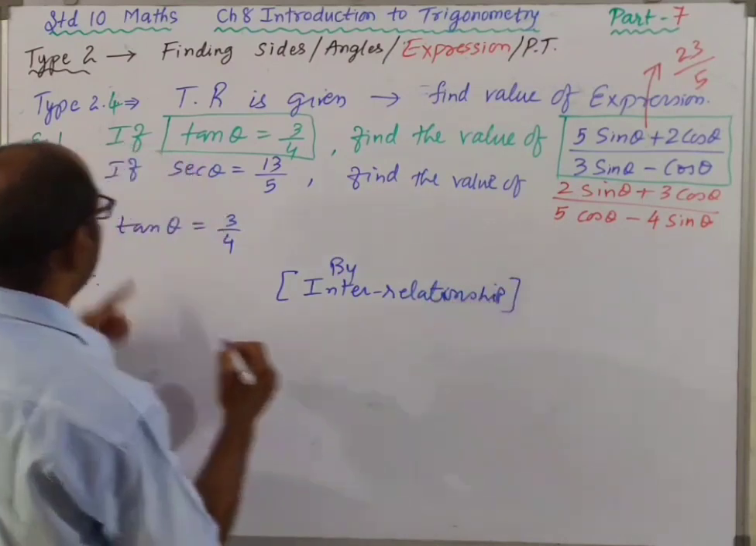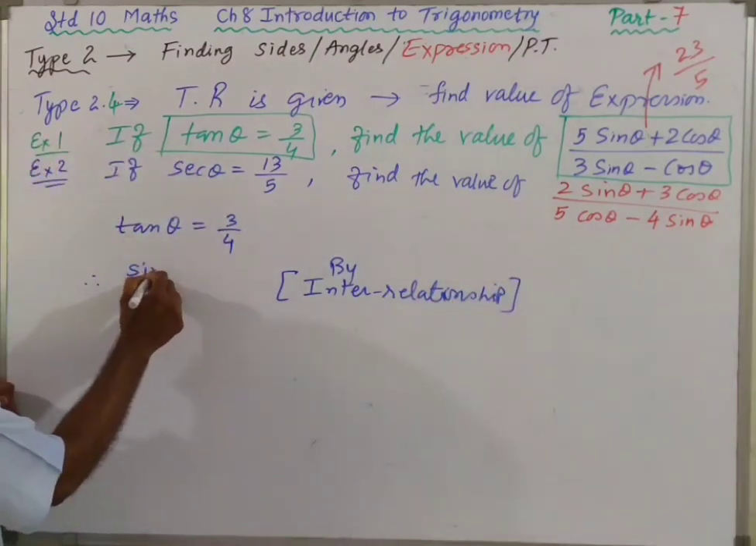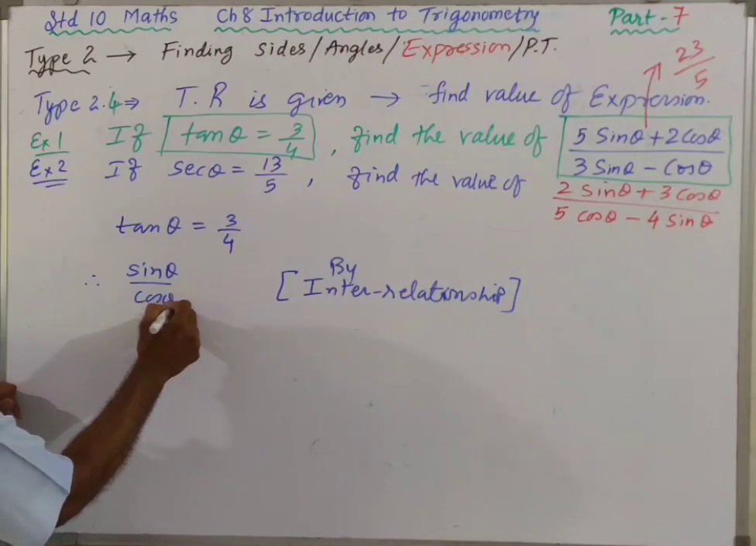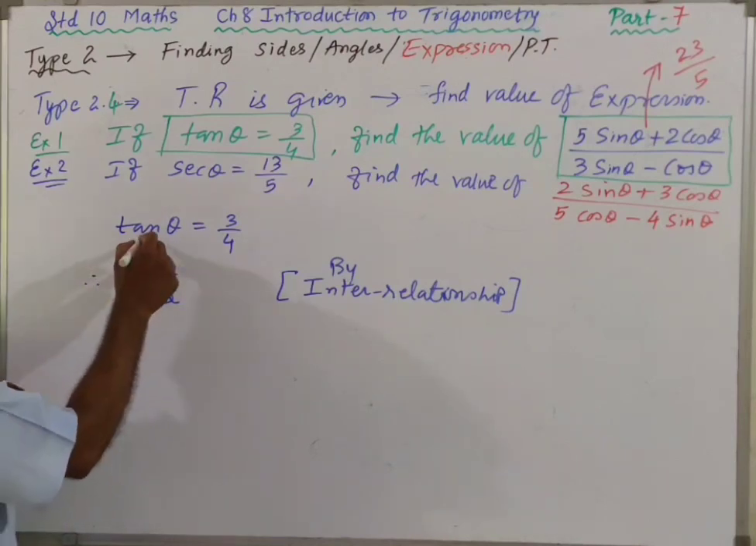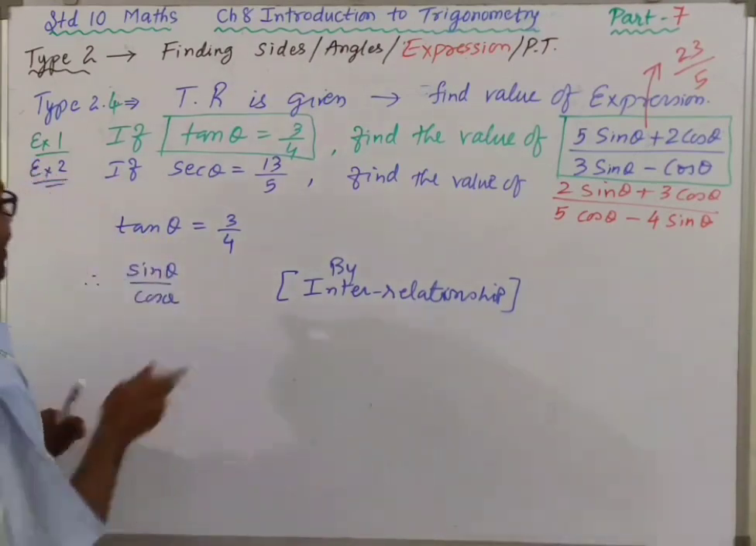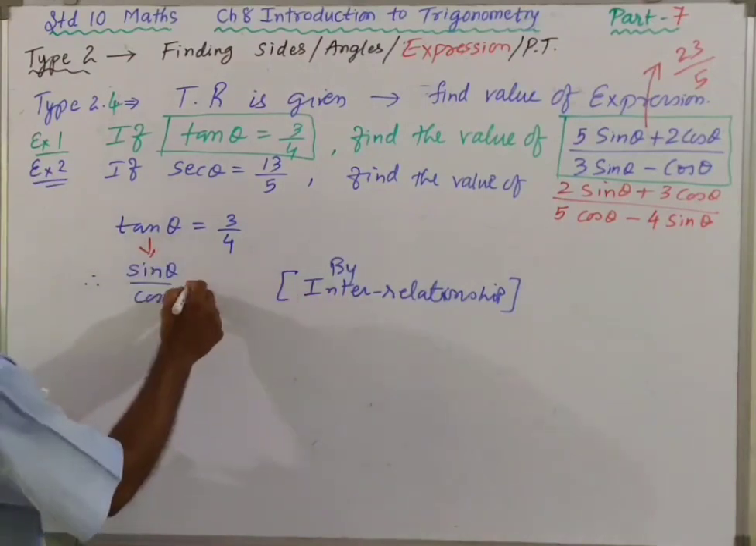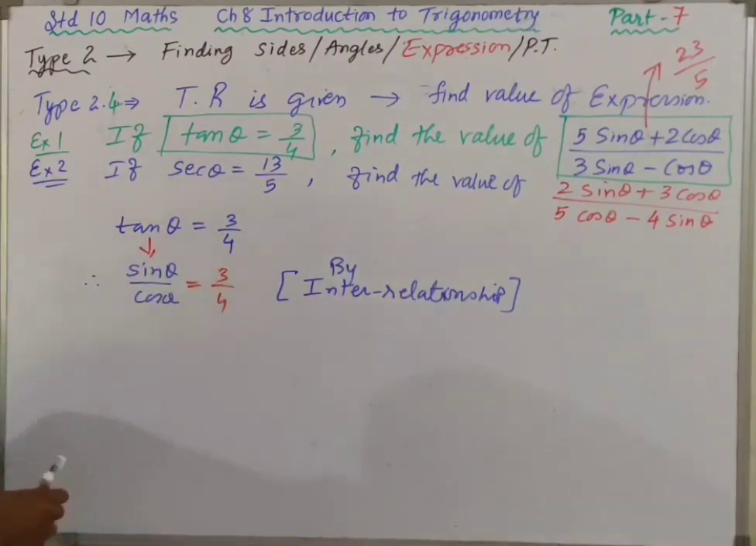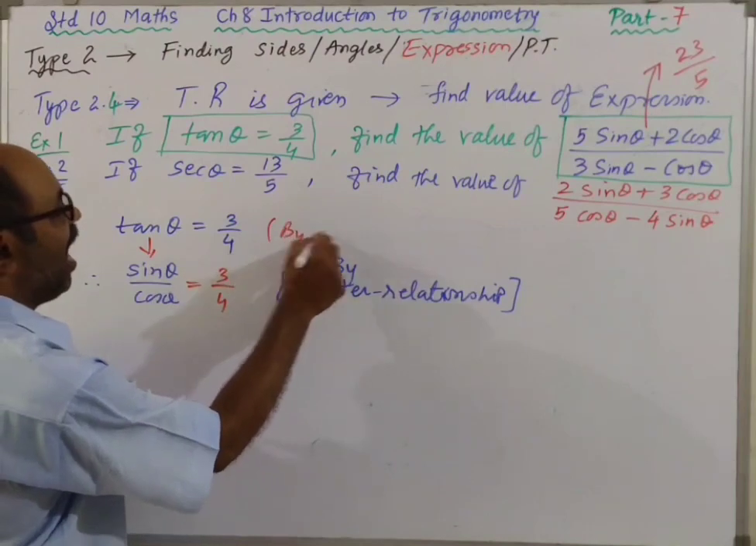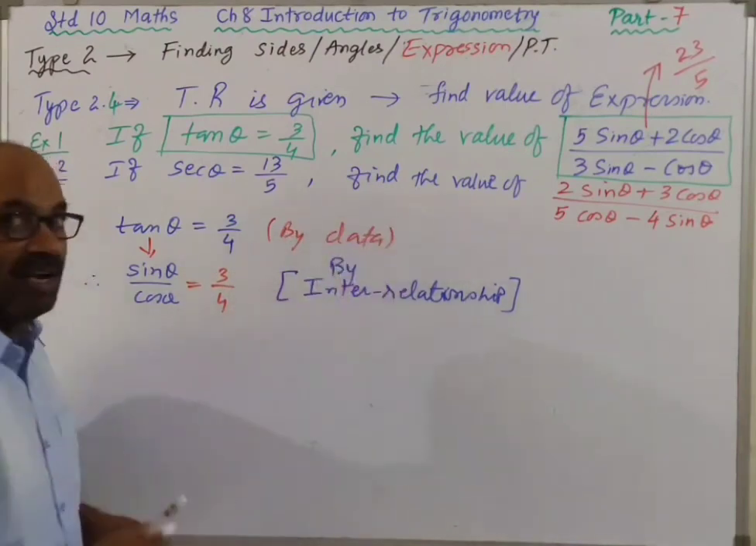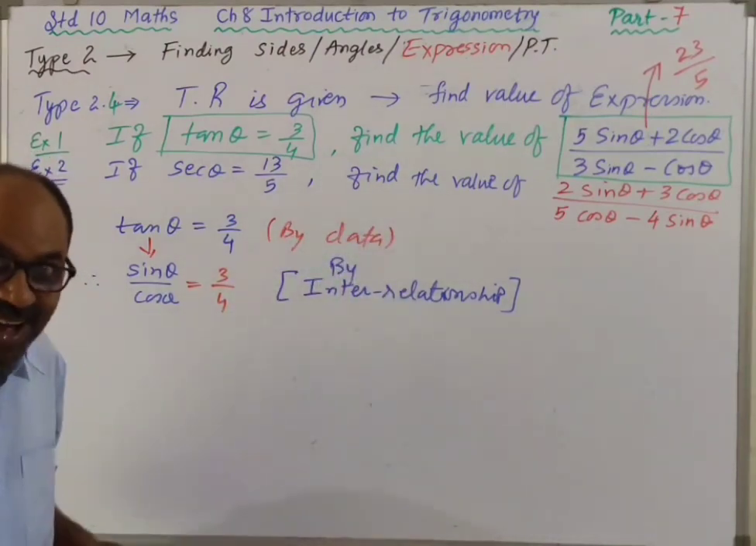I'm going to use that. What is tan theta? Tan theta is sin theta upon cos theta, by interrelationship. That is equal to 3 upon 4. This is by data. Here you will not need to draw the figure as well.